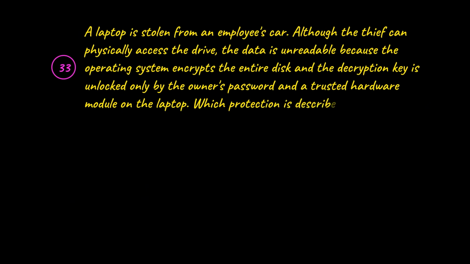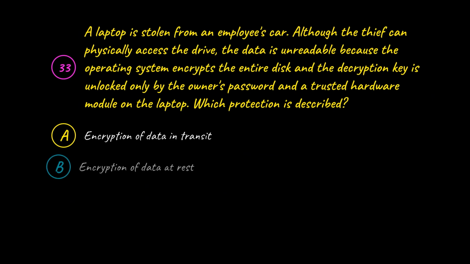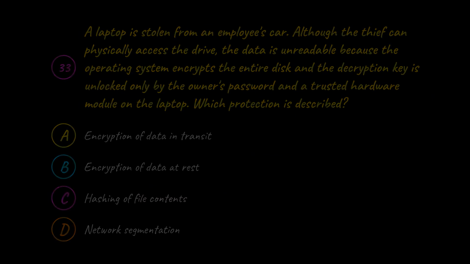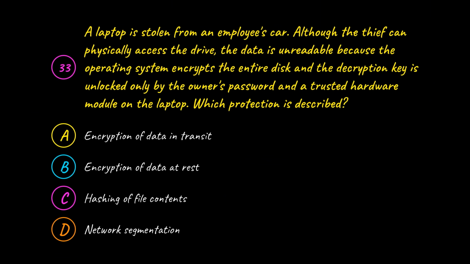Which protection is described? Your options are A. Encryption of data in transit, B. Encryption of data at rest, C. Hashing of file contents, D. Network segmentation. Which one is it? Pause the video if you need more time.